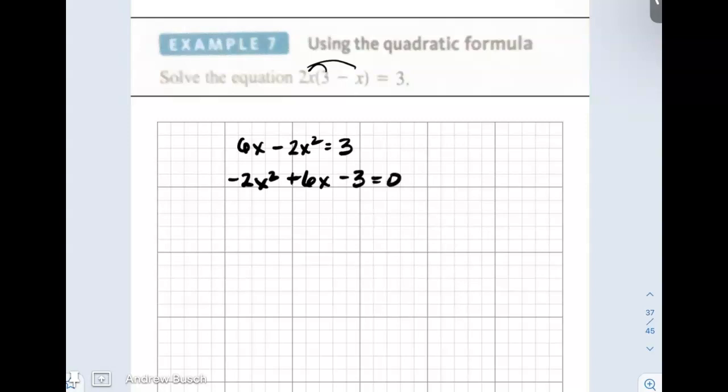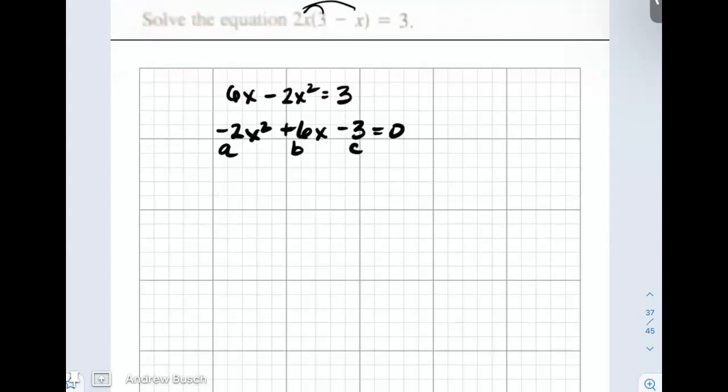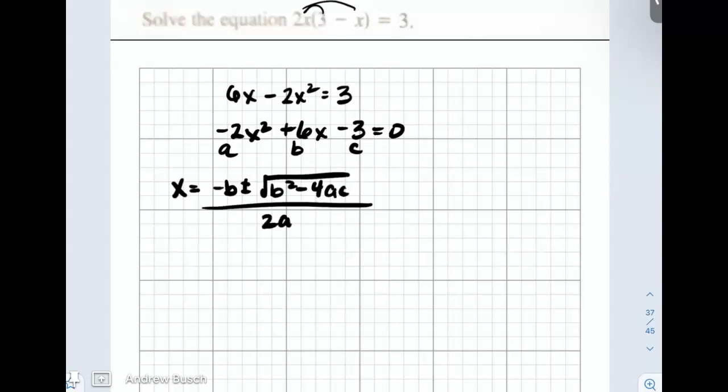So now that I've got everything in standard form, my A, my B, and my C are visible in the equation, where A is the coefficient of the x squared term, B is the coefficient of the x term, the linear term, and C is the constant. And then you're going to plug those values into the quadratic formula, which is x equals negative b plus or minus square root b squared minus 4ac all over 2a. And you only plug in numbers. You do not plug in variables when you're solving this, unless the problem asks for it.